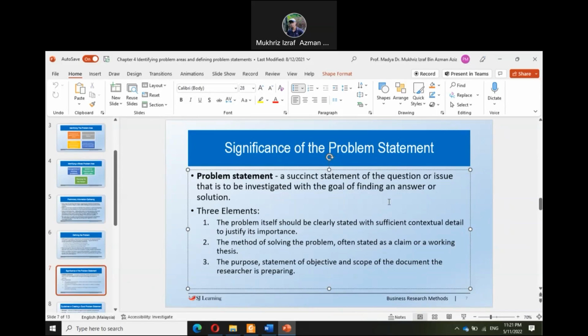It's a statement that you write, which gives the reader, in this case me as your supervisor, your lecturer, a clear idea of what the issue is that you want to study, and why you want to study it, with the goal of finding an answer. So the statement that you write refers to the issue that you want to study. For example, the use of cashless payment apps in business, or the impact of inflation on the cost of living.